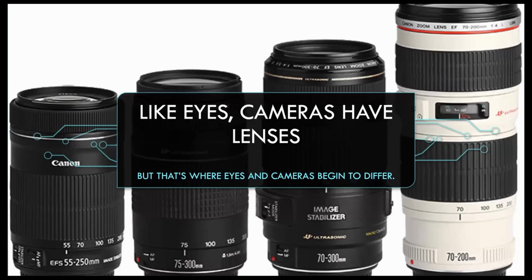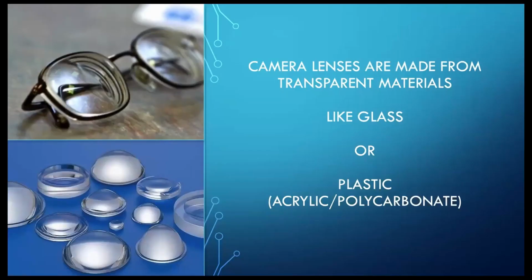So the eye does too, right? The eye has a single lens and a cornea. So it's a compound system. Like these various lenses here are compound systems. In other words, you can guarantee that inside of each one of these four lenses in this picture are multiple elements. Camera lenses are made from transparent materials like glass.